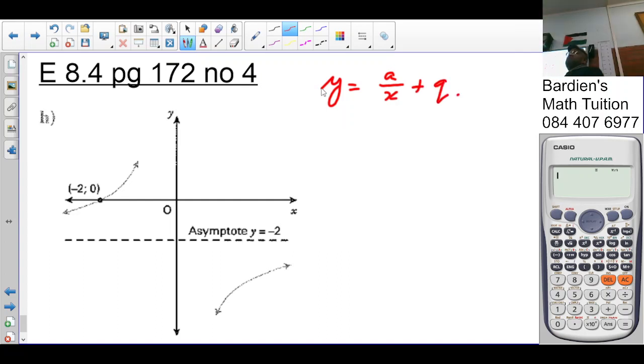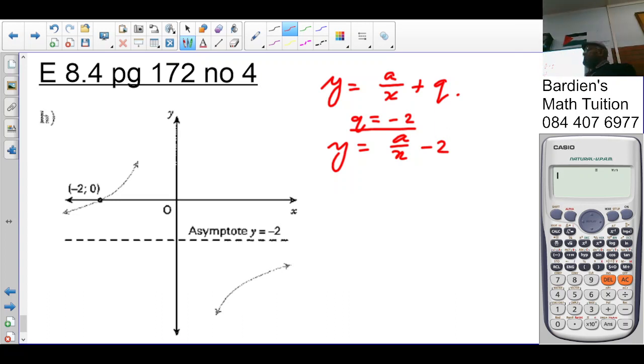Q is equal to negative 2, yes? Your equation now reads y equals a over x minus 2. So what are you going to do now?